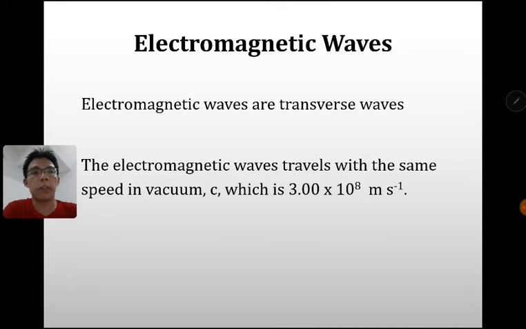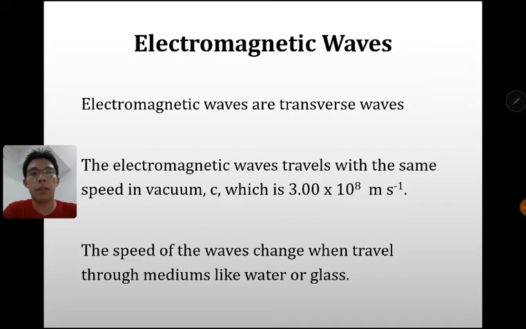Okay, electromagnetic wave travel with the same speed in vacuum, which is 3 times 10 to the power of 8 meter per second. This value will be given in the list of constant. So when they go into medium, their speed will reduce. In vacuum or space, it's enough to say that it's 3 times 10 to the power of 8. So the speed of wave will change, like I said just now, when they pass through medium like water or glass or other types of medium.